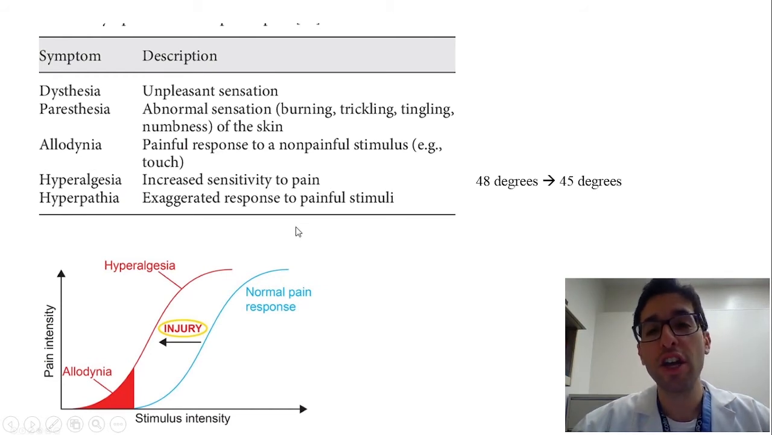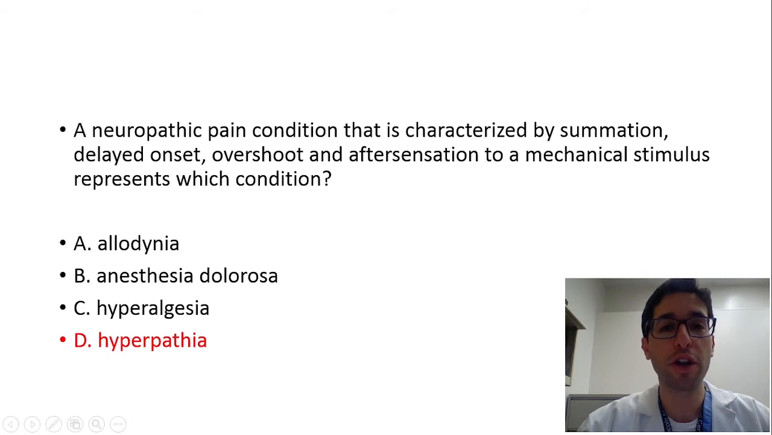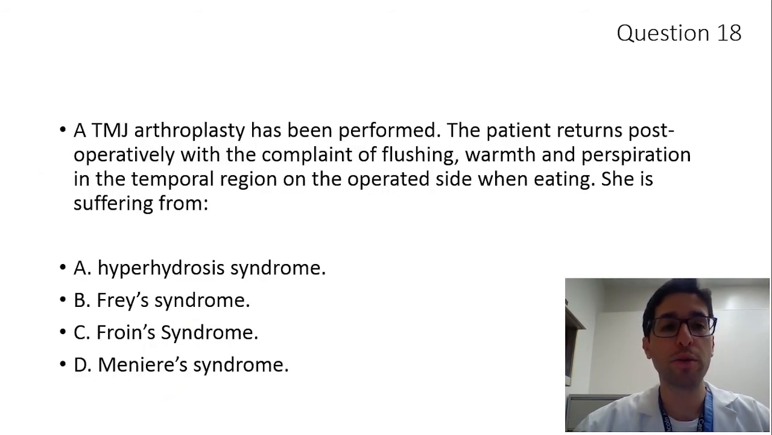What about hyperpathia? Usually they talk about repeating stimuli. Small repetitive stimuli adding up. And when you look at the question, that's clearly what they wanted you to go for. Summation, overshoot, after sensation. That time course, usually you're going to hear that with hyperpathia. So that was what they were looking for in that question.